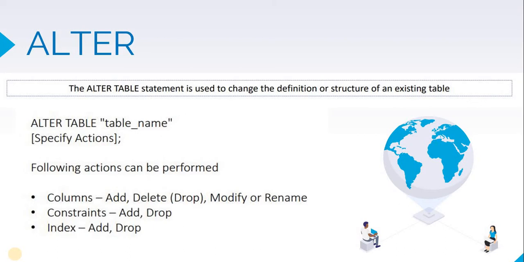Let us look at this presentation. The syntax of this alter command goes like this. We will write alter table and then write the table name. Then we will specify the action. Actions can be broadly classified into 3 parts. One will be actions on a column, which will include adding, deleting, modifying or renaming a column. Or it can be on constraints, which can include adding or deleting a constraint, or you can add or delete an index.